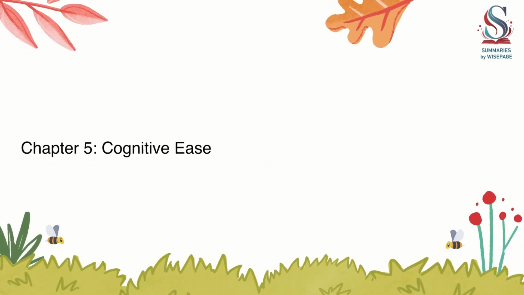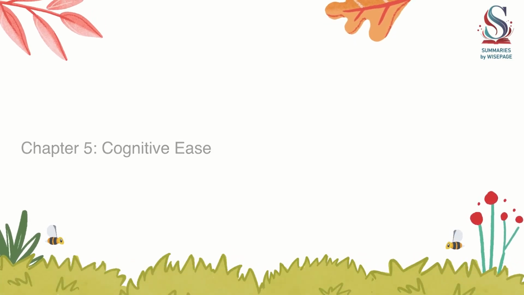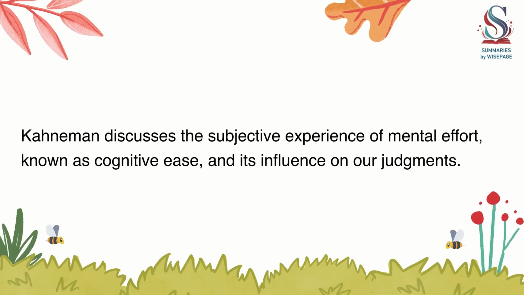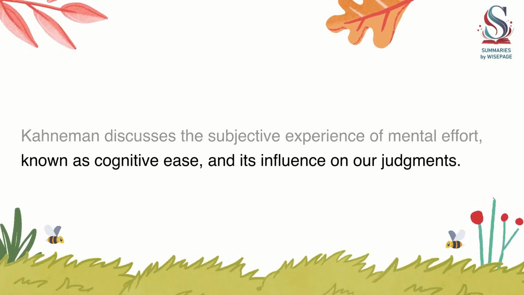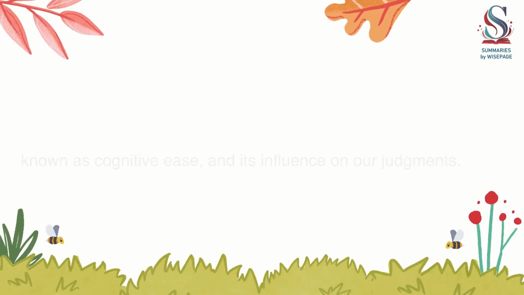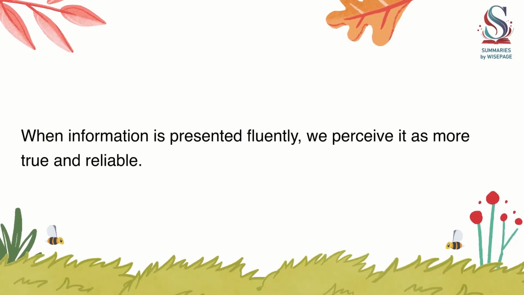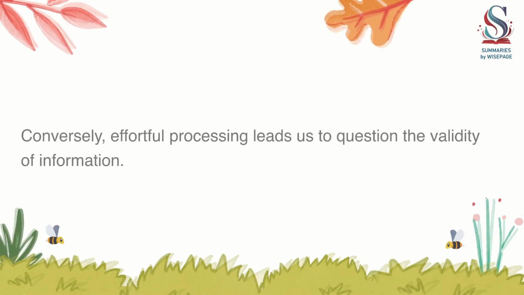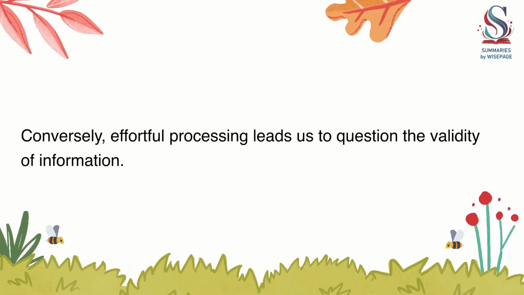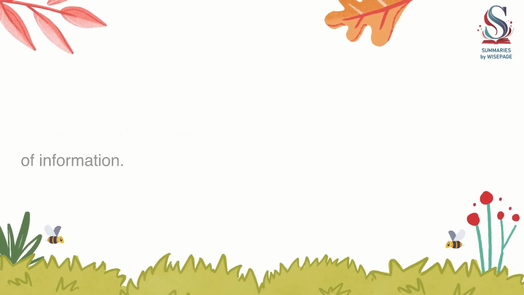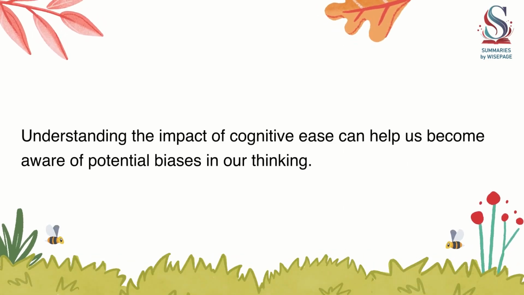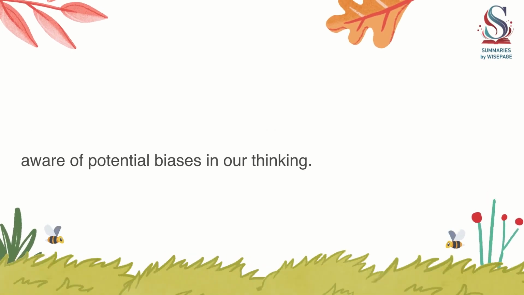Chapter 5: Cognitive Ease. Kahneman discusses the subjective experience of mental effort, known as cognitive ease, and its influence on our judgments. When information is presented fluently, we perceive it as more true and reliable. Conversely, effortful processing leads us to question the validity of information. Understanding the impact of cognitive ease can help us become aware of potential biases in our thinking.